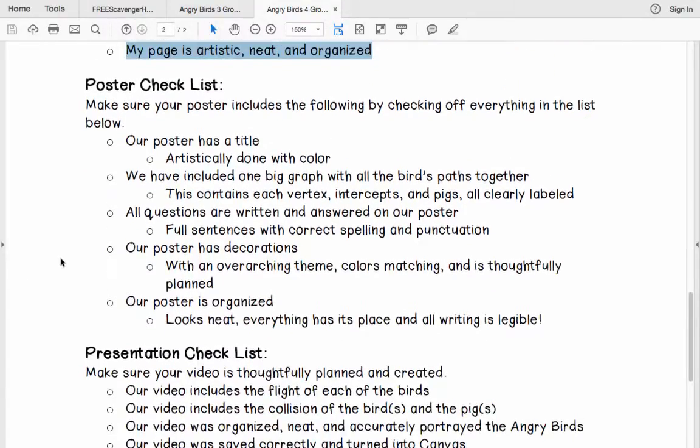For your poster as a group, it needs to have some kind of title. Make it pretty, make it colorful. You need to include a big graph with all of the birds' paths together. On the graph, like I said, I need to see the vertex, I need to see the intercepts, and I need to see the pigs.